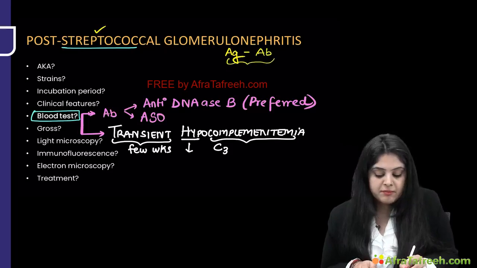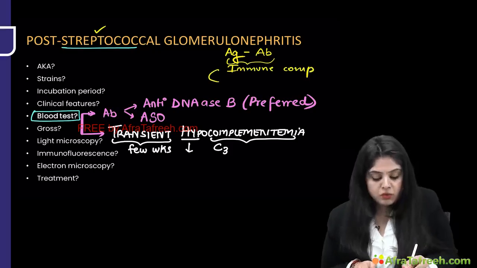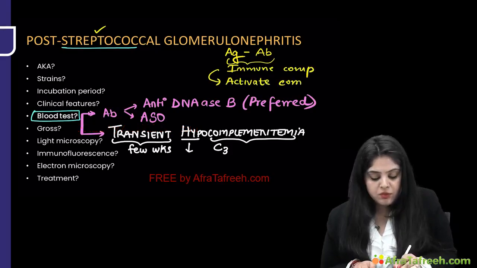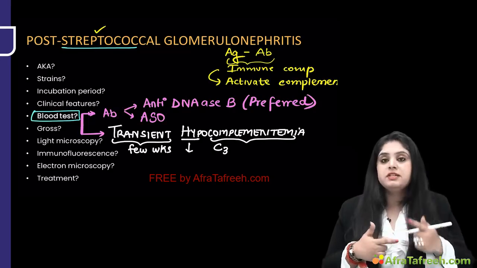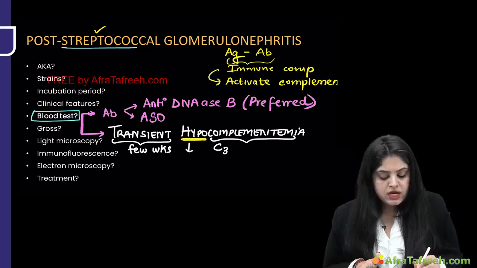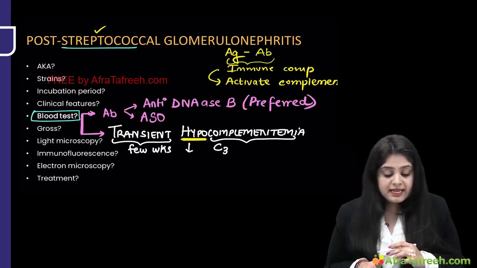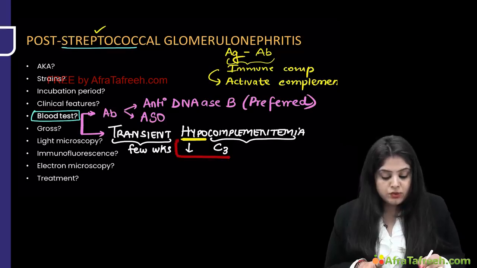So basically, I am making antigen antibody complex. I am making an immune complex. Will an immune complex always go and activate my complement? Yes, it will always go and activate the complement. As a result, see, complement is being activated. So obviously, the complement levels will go down. Once the complement levels go down, please remember that the patient is going to show you less of C3.